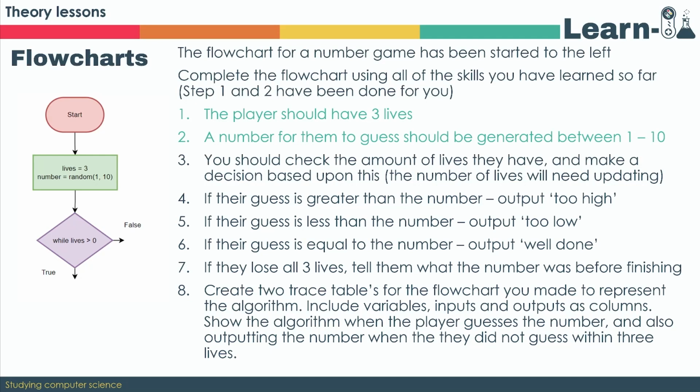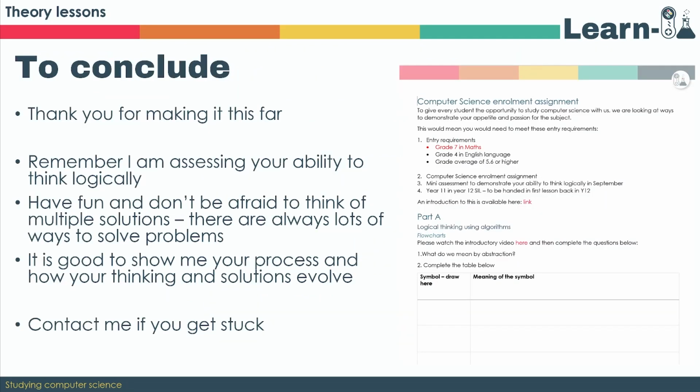Okay, so we've got our different permutations, if you like, so that we can check that your code would actually work. Now, all of this is on the enrolment assignment, and hopefully you've got a copy of this already. If not, you can email me or you can ask for this and I'll email it to you.